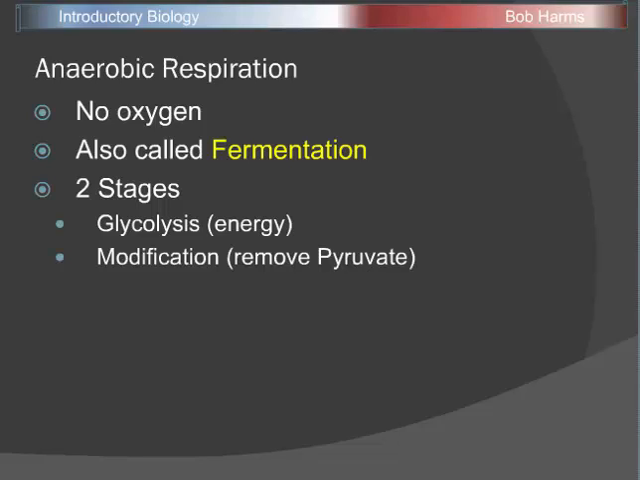The product of glycolysis is pyruvate. Pyruvate is pretty toxic to cells, and so cells are going to have a second stage where they modify that pyruvate, recycle some of the chemicals, and so there's a modification stage. And these are basically the only two stages. And again, we've already talked about glycolysis as a stage, so we're not going to go over that again. It comes from anaerobic respiration, or 2 ATP. So very inefficient. Only about 4% of the energy in glucose actually gets used during anaerobic respiration.